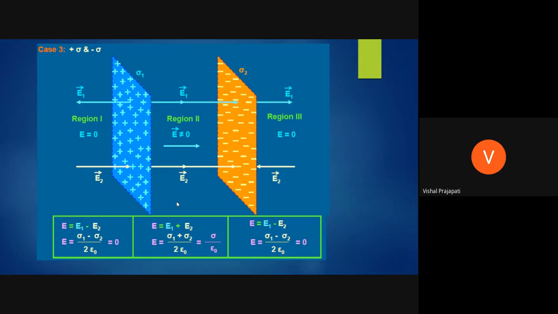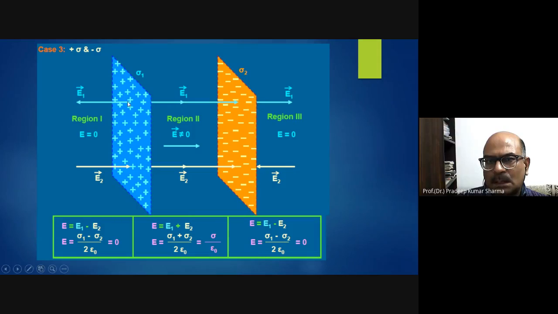Actually, the last one, when E2 is going to the right side, and then again E2 is going... In the third region, I am a little bit confused. In this case, case three. Okay. See here.